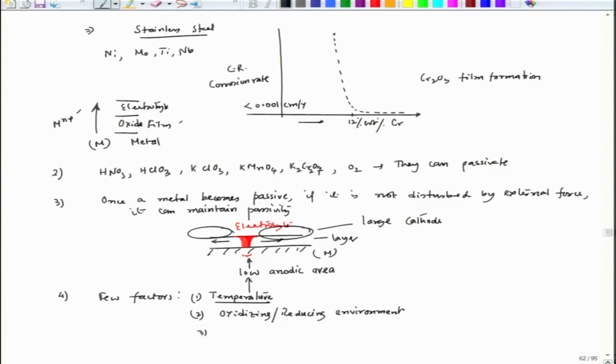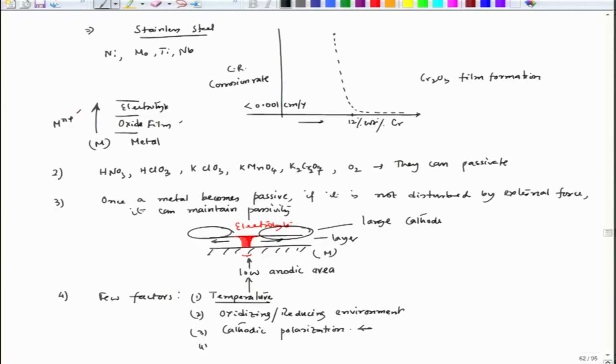Then third is cathodic polarization. So, we will talk about this cathodic polarization. Sometimes if some cathodic reaction is taking place and we modify that reaction a bit, it can take me either to the active region or to the passive region, depending on how that cathodic polarization plot is intersecting with the anodic portion of that particular metal.